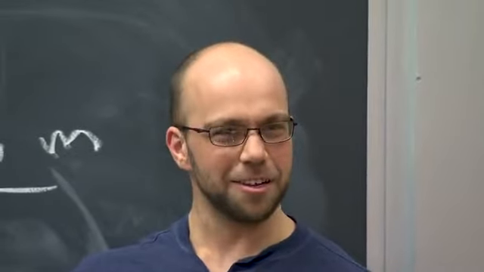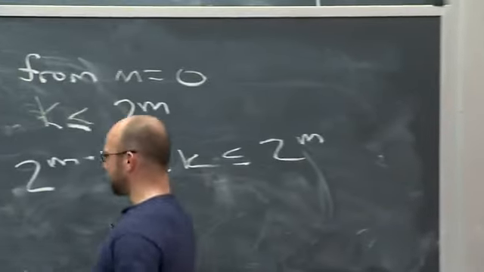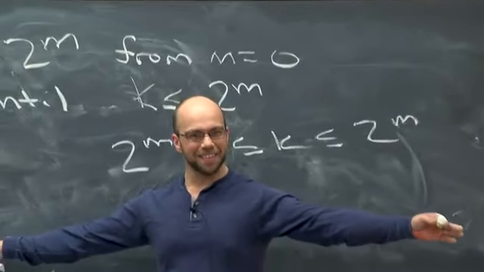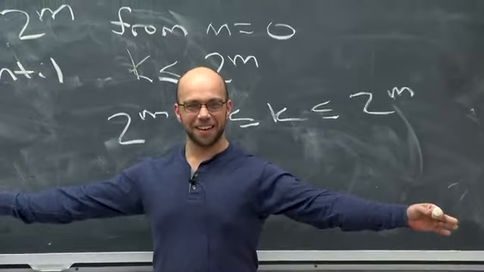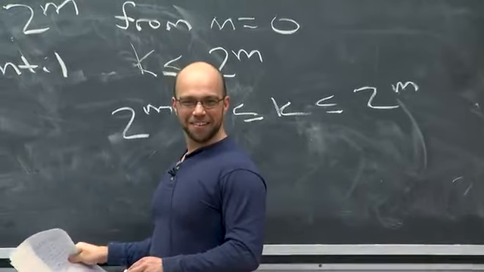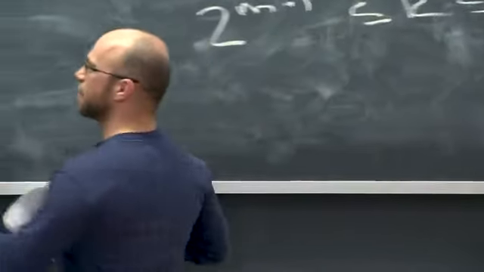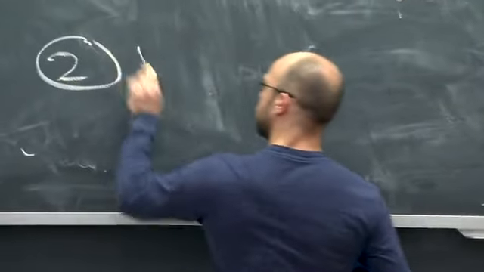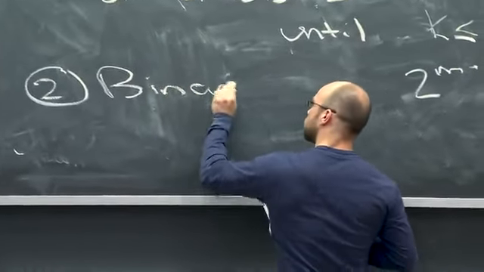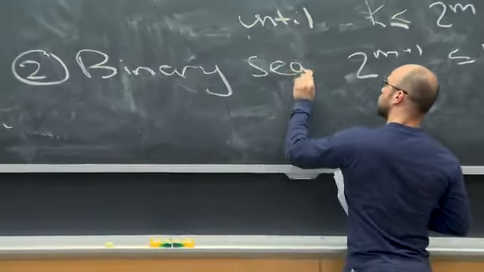Yeah, OK. And now I have an upper bound and a lower bound. So now what can I do? Yeah, now I can binary search, and that also takes log K time. So 2 times log K. That's exactly right.